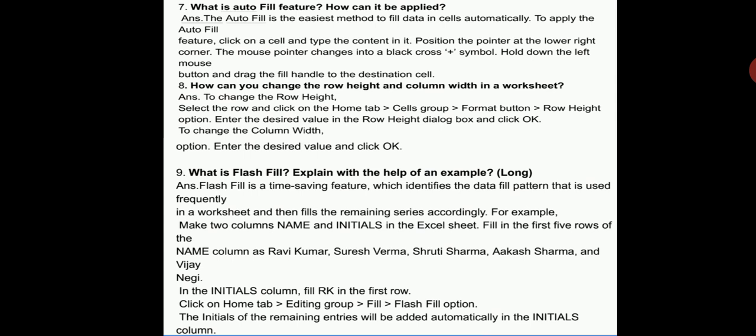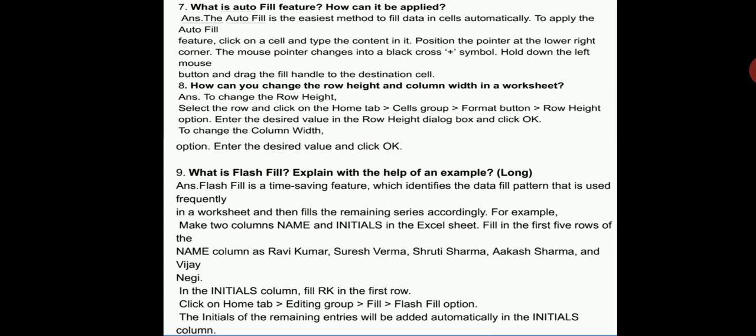Explain with the help of an example. Flash fill is a time-saving feature which identifies the data fill pattern that is used frequently in a worksheet and then fills the remaining series accordingly. For example, make two columns, Name and Initials, in the Excel sheet. Fill in the first 5 rows of the Name column as Ravi Kumar, Suresh Verma, Shruti Sharma, Akash Sharma and Vijay Negi. In the Initials column, fill RK in the first row.